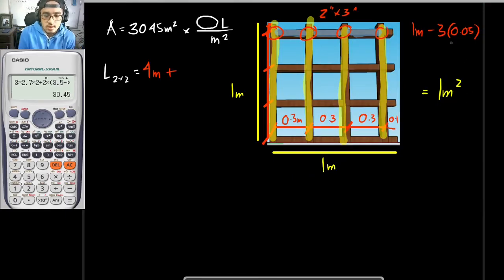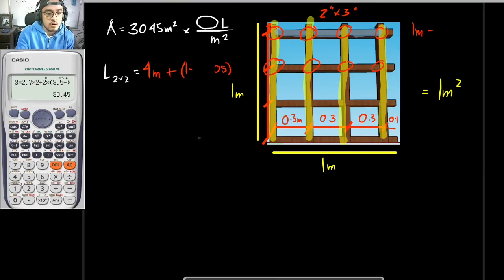Okay, so this is the length of the horizontal wood. So with that, 1 minus 3 times 0.05. This 3 times 0.05 is this 1, 2, 3, 4. So we made a mistake there. That should be 4.